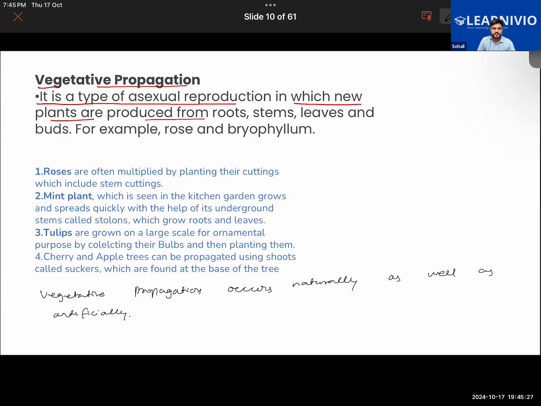Sir, are we supposed to write these points also? The rose, mint plant, and tulips? No, this is just to give you an idea about what this vegetative propagation is. Write down this more important statement: vegetative propagation occurs naturally as well as artificially. Okay.